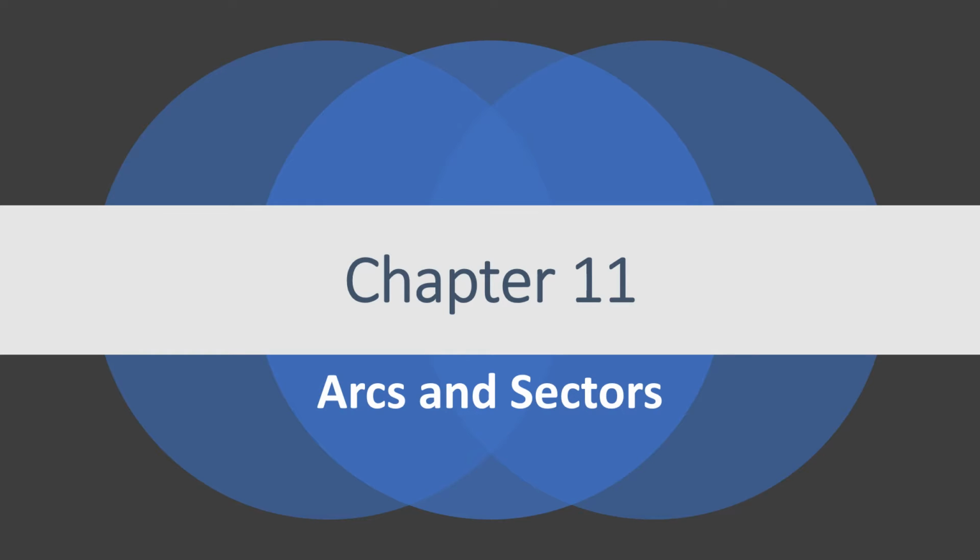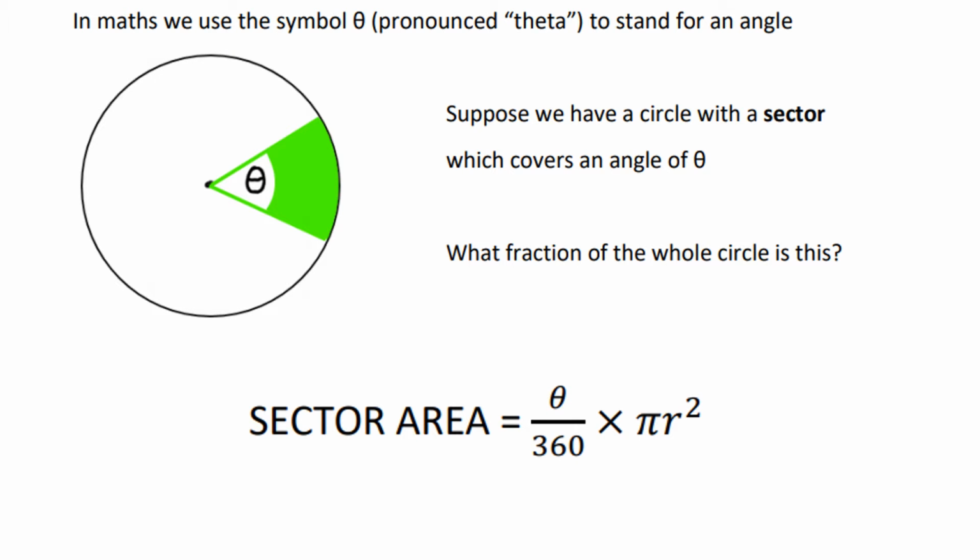So continuing with our adventures through the circles, we're going to look at arcs and sectors. Let's go! The first thing we need to do is talk about theta. Theta is a symbol. It is a Greek letter. It looks like a zero with a line through the center of it, and it's used in mathematics to stand in for an angle that we don't know. Overwhelmingly, any formula that involves an angle from now on will use a theta to stand for it.